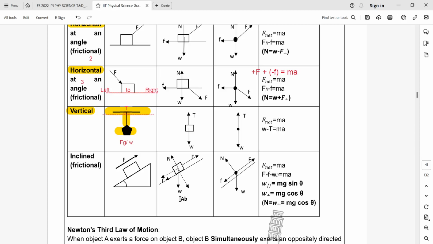Weight is always perpendicular to the Earth's surface. But the normal force is always perpendicular to the surface we are talking about, not the Earth's surface. If it were the Earth's surface, we would go back to diagrams 1, 2, and 3, if you still remember. The normal force has to be perpendicular to this new surface, not the Earth's surface. In this one, the Earth's surface will be this one.